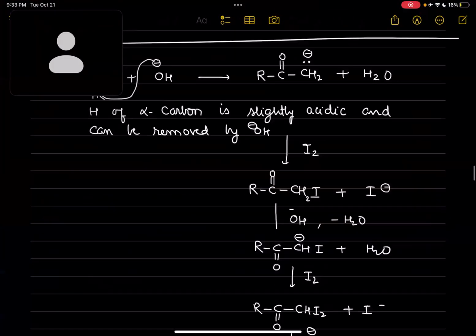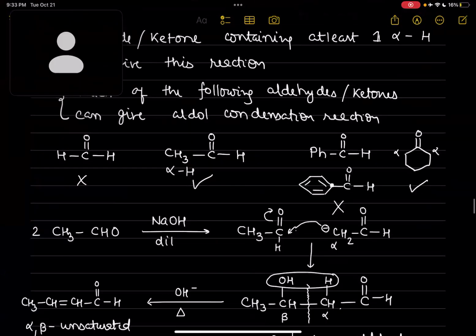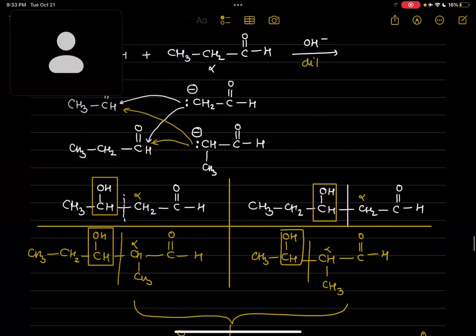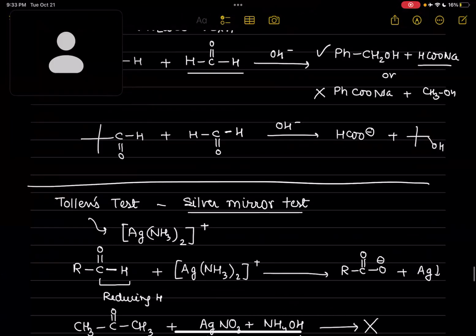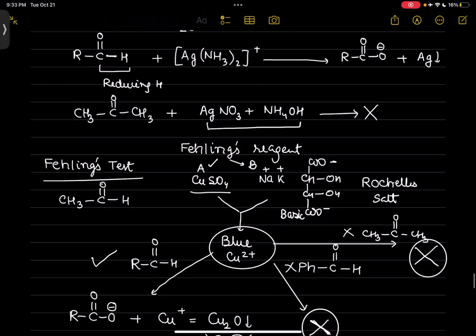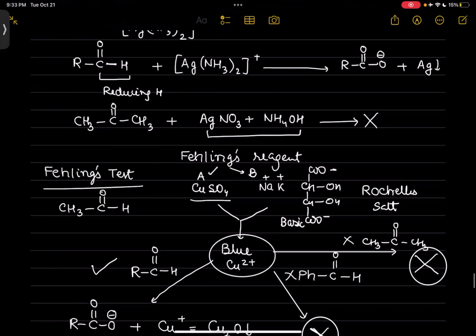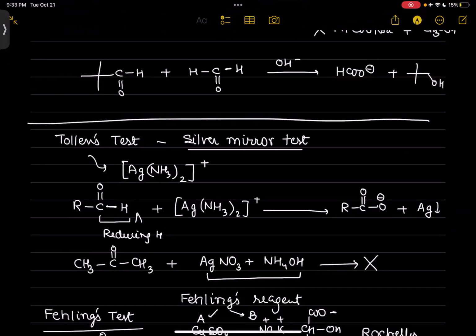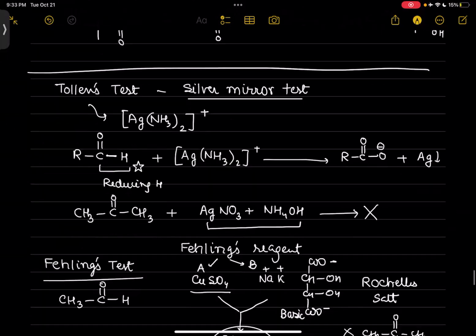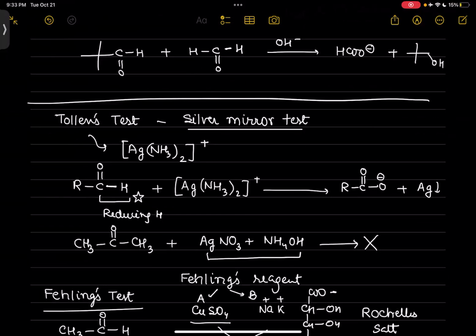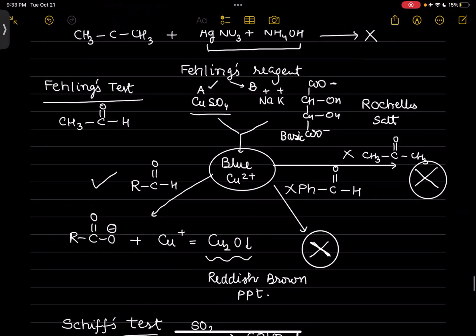In the last class, we have completed cross aldol and Cannizzaro. We have also completed how to detect aldehydes and ketones. Aldehydes and ketones can react with Tollens reagent, ammoniacal silver nitrate, and give the silver mirror, a deposit of silver. This happens because aldehydes have this reducing hydrogen. Ketones do not have any reducing hydrogen, so they do not respond to this test.